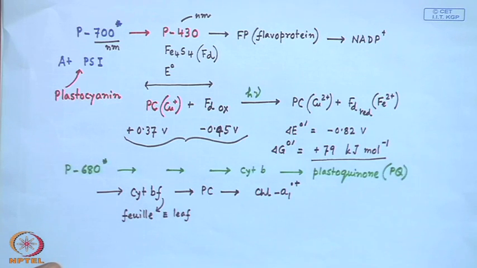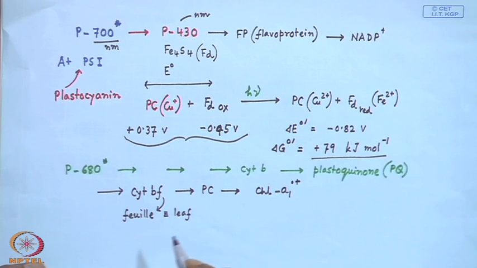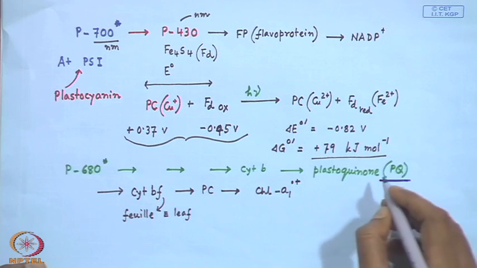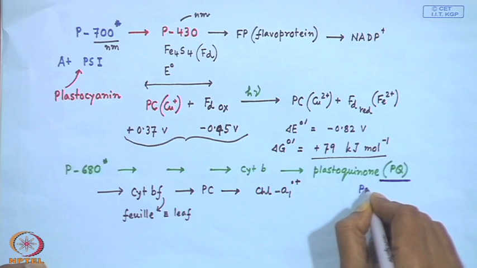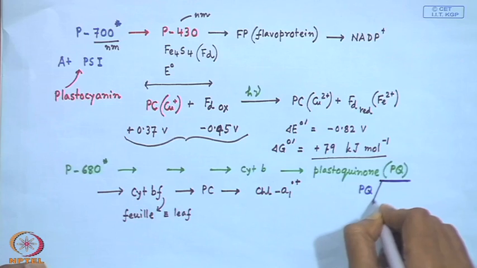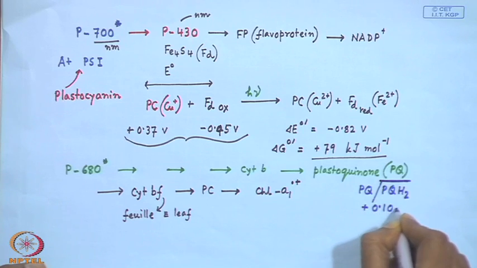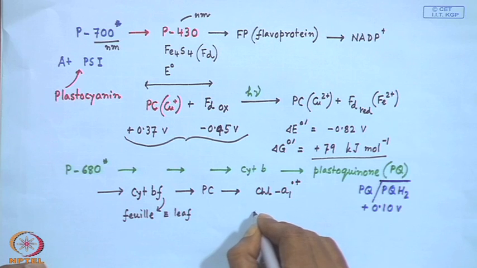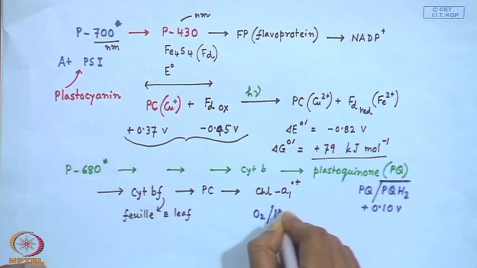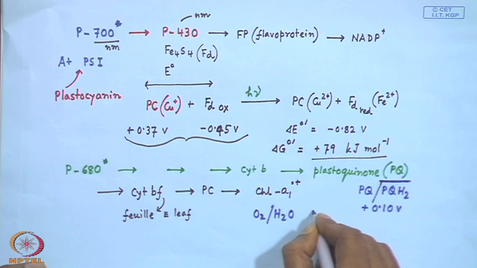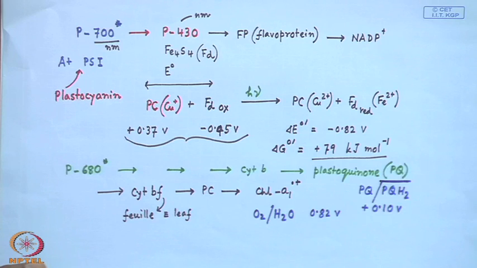So, all these are involved in the different types of electron transfer chain, and if we can find out the corresponding values, because we know the corresponding potential for water and oxygen couple, and if this PQ and PQH2, that means the quinone form and the catechol form, PQH2 is the catechol, and if this redox couple is this much, and we know the corresponding values for O2 and H2O, which is 0.82 volt.